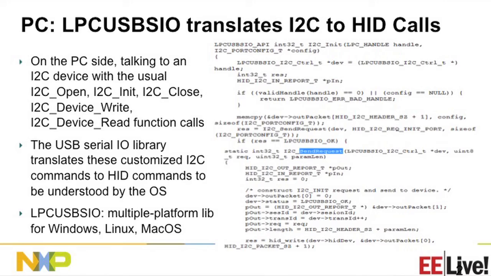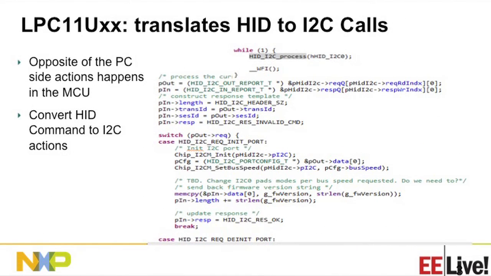We already talked about this. On the PC side, this library translates I2C to HID calls, and on the device side, the device translates the HID to I2C calls. Here we give an example. The device is basically looping to get the command from the PC and look at what command it is. If it's trying to initialize an I2C port, then it will call the low-level driver, which is available in the sample code.